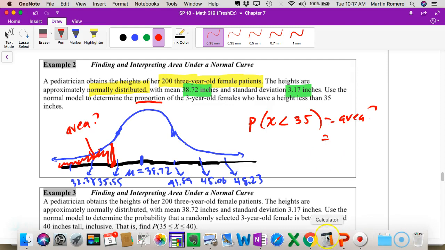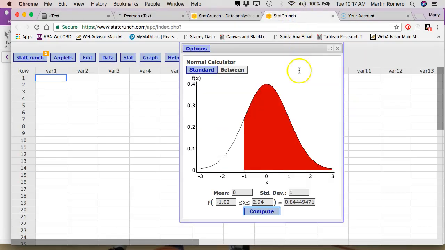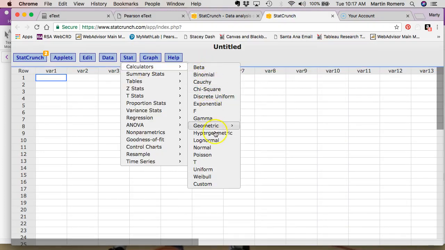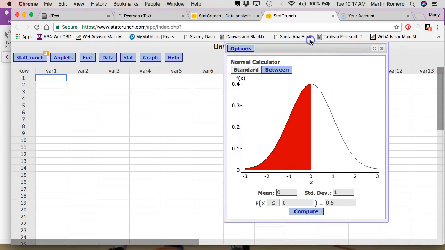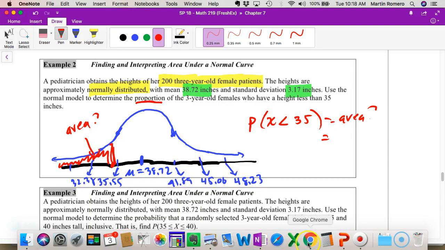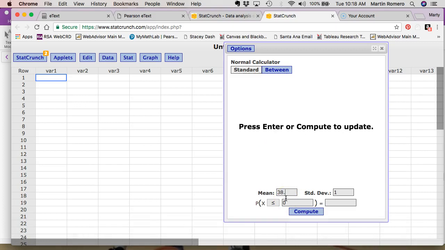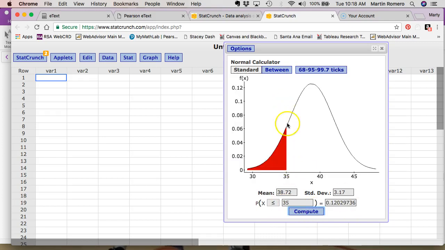We're going to go to StatCrunch. StatCrunch is open, and I have my standard normal calculator again. Stat, Calculators, Normal. And in this case, I'm going to change the values. We're not talking about the z values or the standard normal distribution. We just have the distribution of the 3-year-olds. So the mean height was 38.72, so we put 38.72 there, and then 3.17 is the standard deviation. And again, I want it to the left of 35.